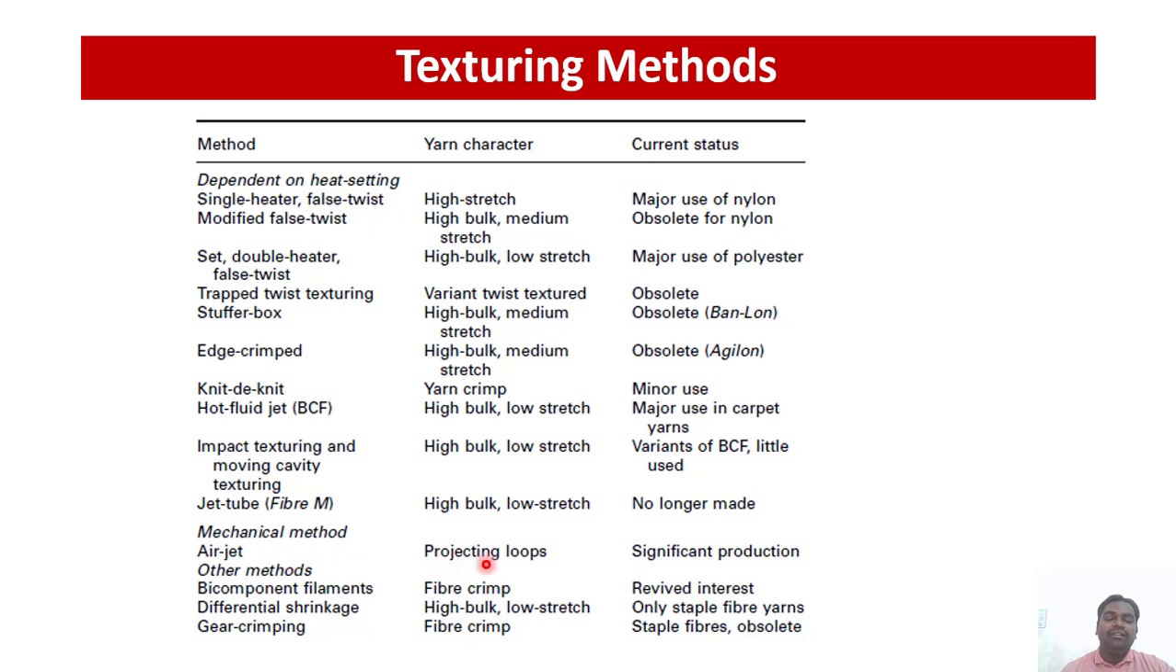Like in air jet, we are getting the projecting loops, which has the significance. Nowadays, we are producing these air jet texturized yarns. So there are different methods by which we can produce the high crimp, high bulk, and medium stretch to high stretch yarns that can be used for different applications.